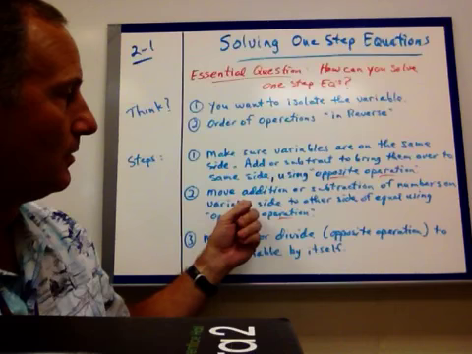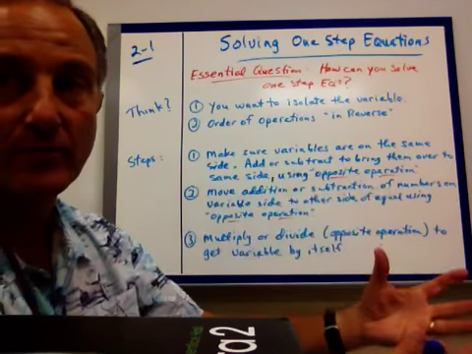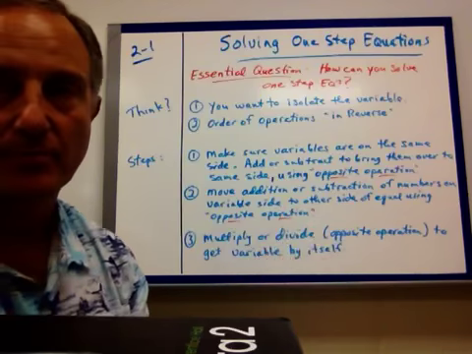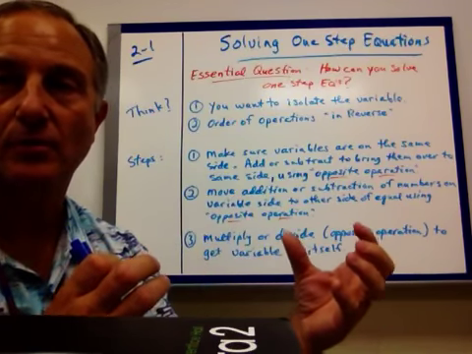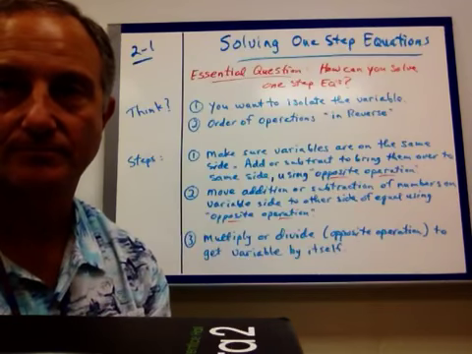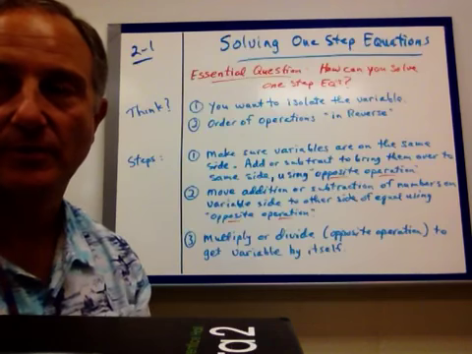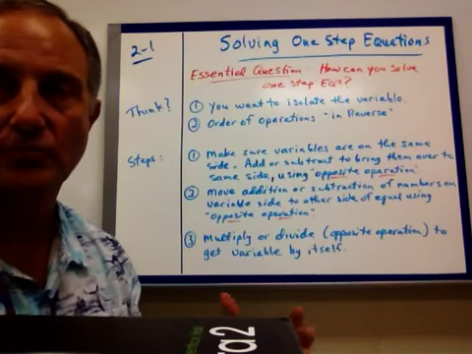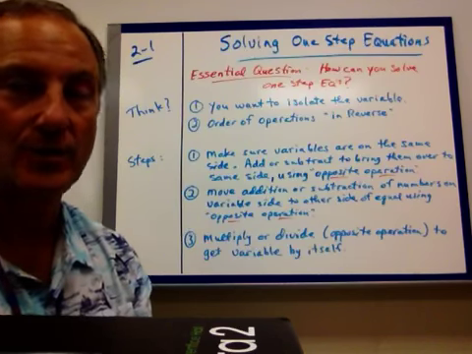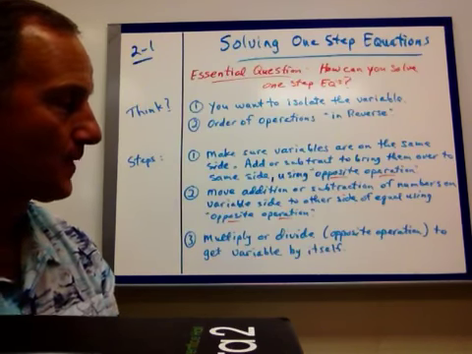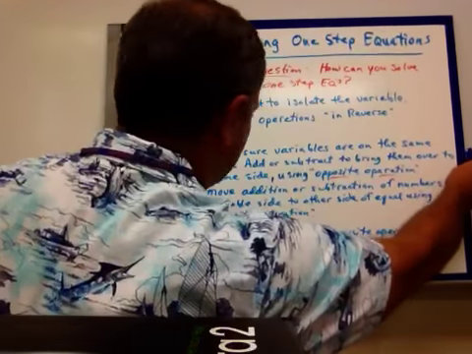Two, move addition or subtraction of numbers on the variable side away from it to the other side by doing the opposite operation. Okay? If I have my variable on one side and I've got a plus 32, well, I'm going to subtract 32 from both sides. And vice versa, if it was subtraction, I would add. Then we'll get down to something like 2x equals 8. 2 times x equals 8. Then we would do the opposite operation and divide that 2 out and solve for x. Okay, so we're isolating that x. All right, let's take a look at what it looks like.